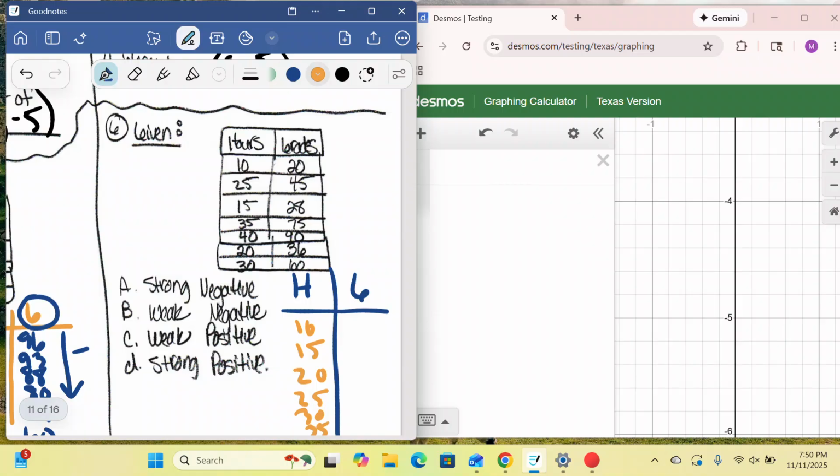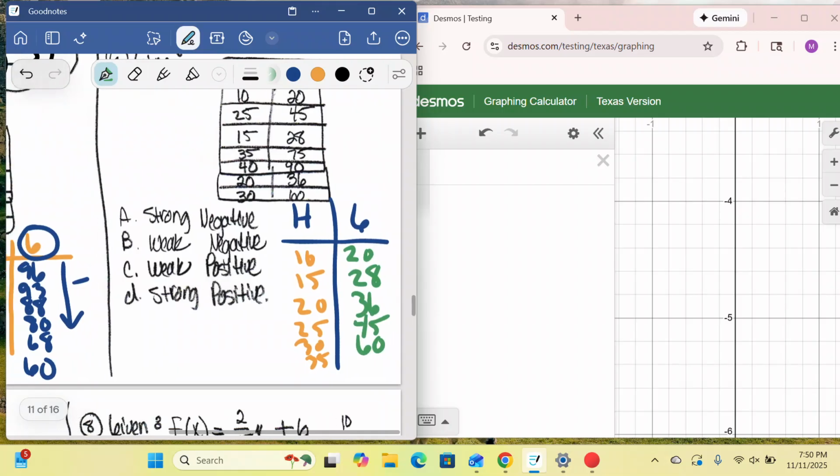And then I'm going to get my grades. I'm going to go ahead and match them up. My 10 goes with my 20 as a grade. Then my 15 goes with the 28. Then 20 goes with the 36, so they are increasing. Then after that, 25 goes to a 45. And then after that, a 30 matches up with a 60. And then of course, our last one will be 35, which matches up to a 75.